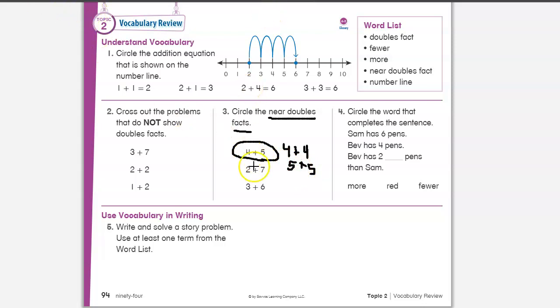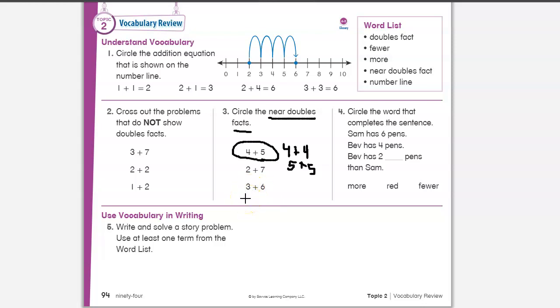When we look at the problem 2 plus 7, we would have to add 5 to the number 2 to make it 7 plus 7, or we would have to take away 5 from 7 to make this 2 plus 2. So that would take us more work to add and subtract those numbers than it would for us to just add or take away one of these numbers. The same for 3 plus 6. If we wanted to make 3 plus 6 a doubles, we would have to either add 3 to make this doubles fact 6 plus 6, or we would have to subtract 3 from 6 to make the doubles fact 3 plus 3.